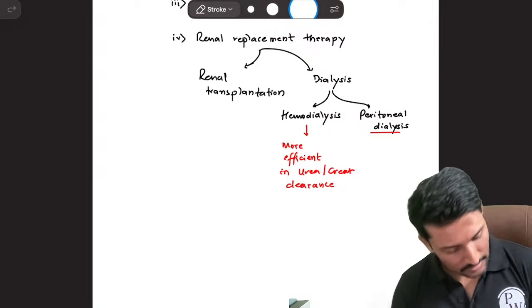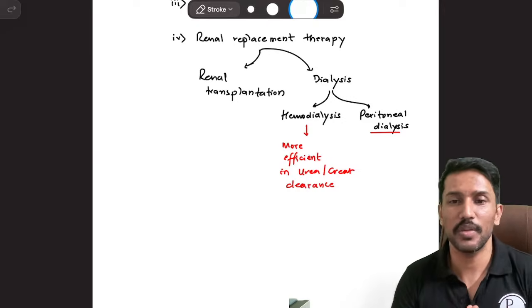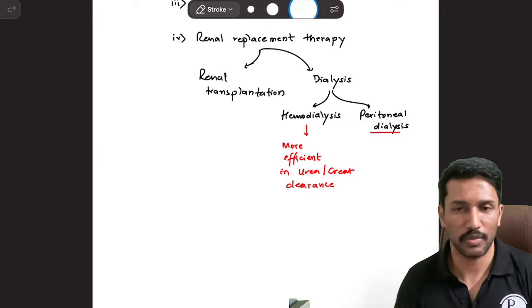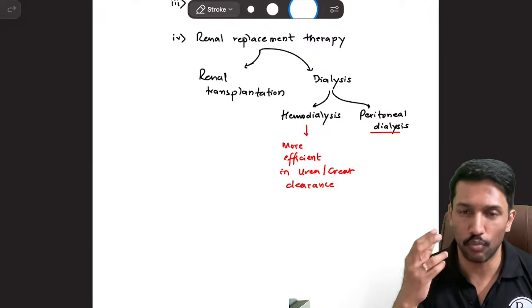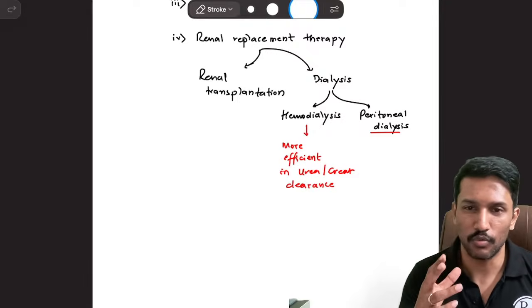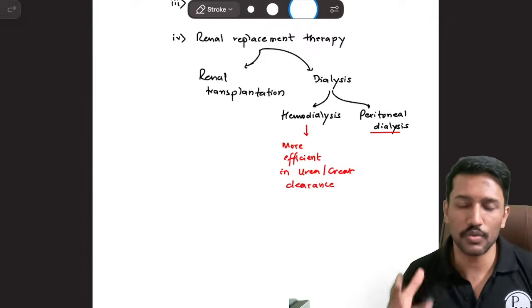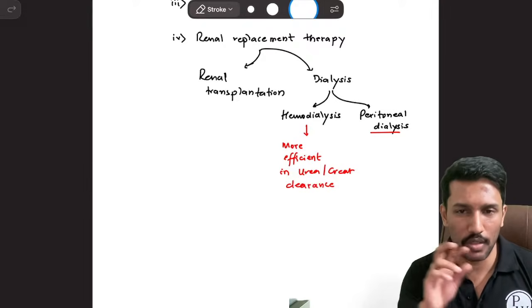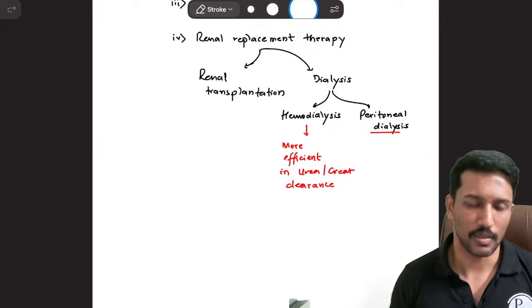Ghost stab, yes, the toxins and waste will cross. So this is a semi-permeable membrane. It's not a totally permeable membrane. So large substances, large molecular weight substances like albumin, globulin, RBCs, WBCs, will not cross this membrane. So in dialysis, we are not losing RBCs, we are not losing WBCs, we are not losing protein, we are only losing urea, creatinine, potassium, small molecular weight substances.